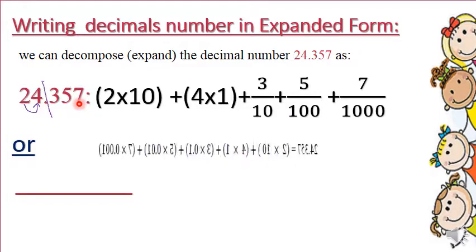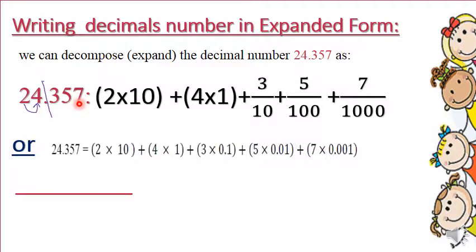Or we can write it in this way. Similarly, starting with the whole part, it's 2 times 10 plus 4 times 1. But instead of writing 3 over 10, it's 3 tenths. You can write it in this way: 3 times 1 tenth. Plus, instead of writing 5 over 100, it's 5 hundredths. You can write it 5 times 1 hundredth. And instead of writing 7 over 1000, or 7 thousandths, you can write it 7 times 1 thousandth.